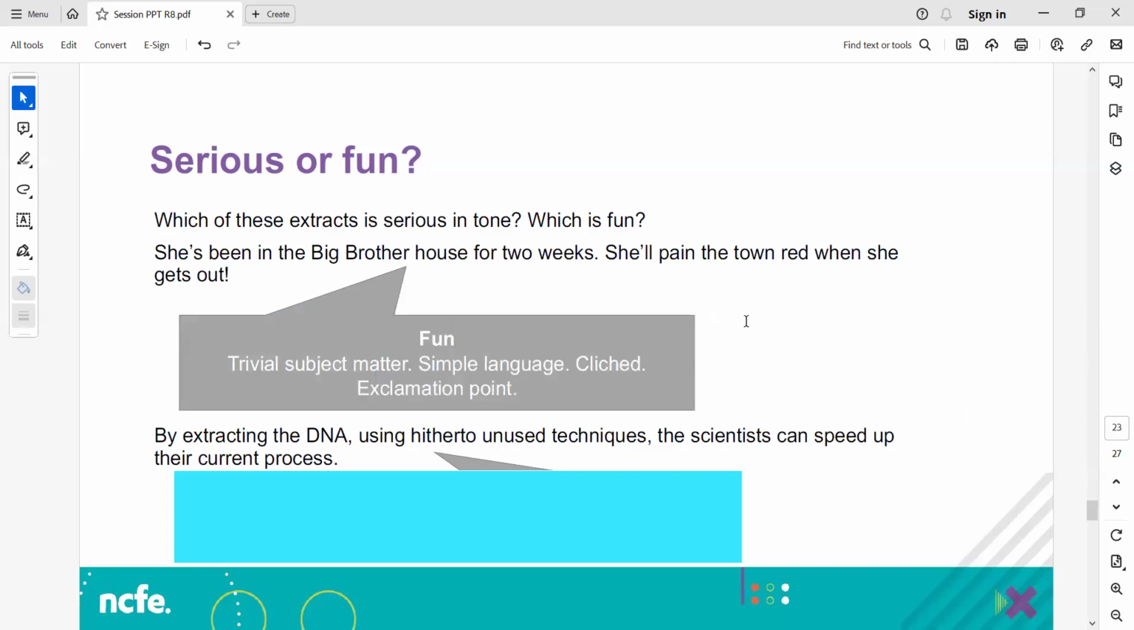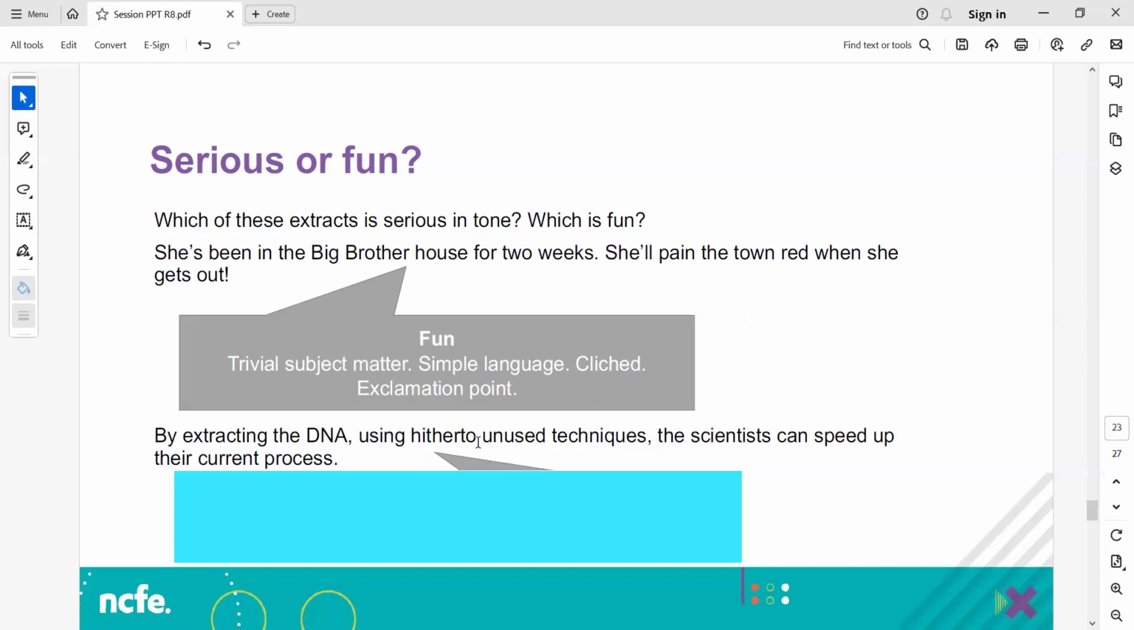So the trivial subject matter. So it's not a serious topic. It's just talking about Big Brother reality TV program. The simple language, so short sentences. It's cliched. Paint the town red. And the exclamation as well. So well done. And the second one.